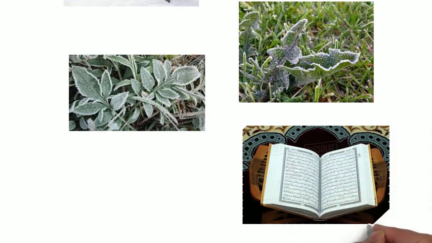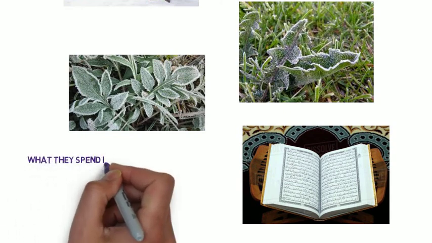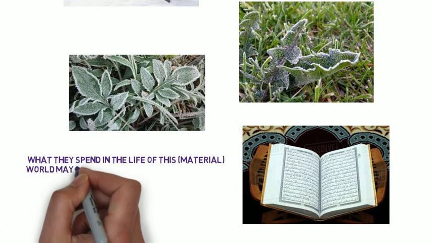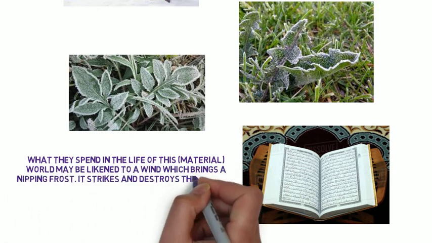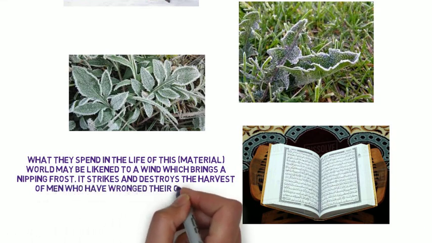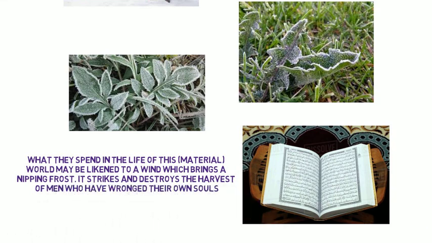ago. Chapter 3, verse 117: What they spend in the life of this material world may be likened to a wind which brings a nipping frost. It strikes and destroys the harvest of men who have wronged their own souls. It is not Allah that hath wronged them, but they wrong themselves.